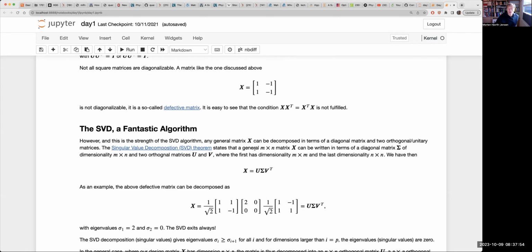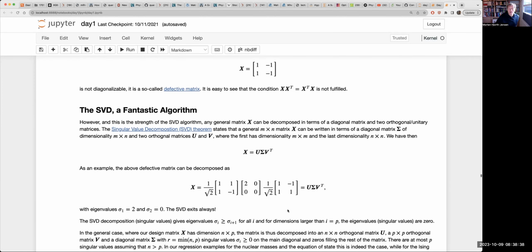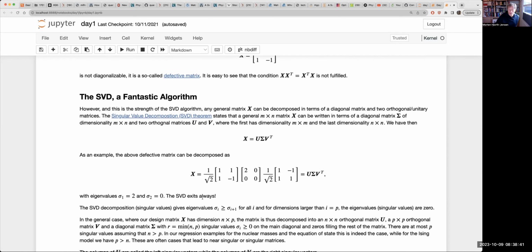So since this is a 2 by 2 matrix, we get an orthogonal matrix U of, in this case, dimensionality 2 times 2. We have the matrix sigma, which now contains the so-called singular values. And these are ordered so that the first one is larger than the next one, etc. And in this specific case, we have a singular value which is 0. And this reflects simply the case that this matrix has an eigenvalue which is 0. So you can see from the singular value decomposition how many eigenvalues are actually equal to 0. And then we have a matrix V, which is also an orthogonal matrix. And the interesting thing with the singular value decomposition is that it always exists.